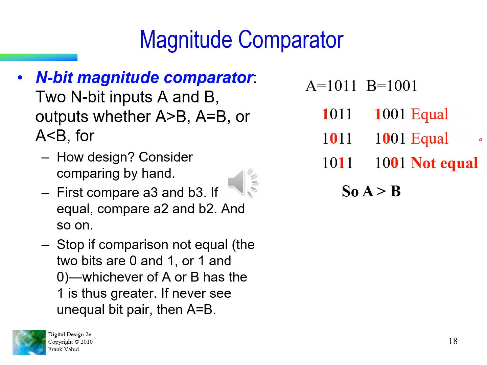If you want to compare two numbers, the relationship between them can be equal, greater, or less than. For the numbers to be equal, the corresponding bits should be equal. For the number to be greater, we have to do a bit by bit comparison. First compare A3 with B3. If they are equal, then compare A2 and B2. If they are equal, go to the lower bit.